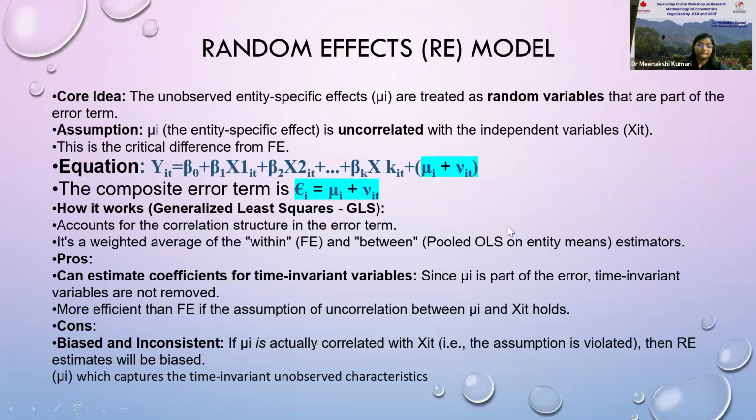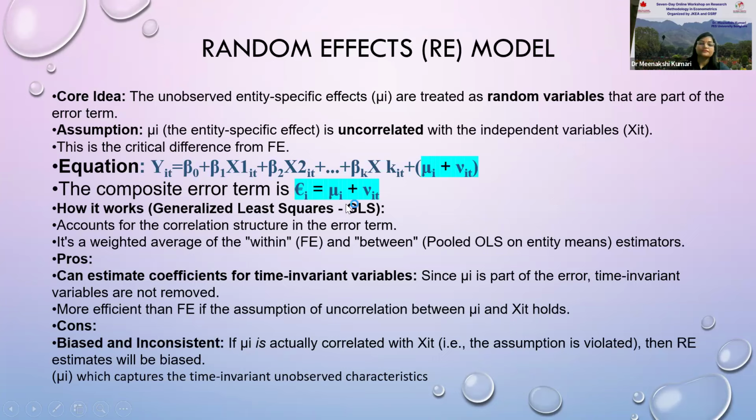Random effect. This is the second model of panel data. The idea behind the random effect model is that the entity-specific effect mu i is treated as a random variable, and it is uncorrelated with the independent variable. They're not correlated, right? So the model will be this one. But here again, mu i and v it will be taken as one, that is epsilon it.